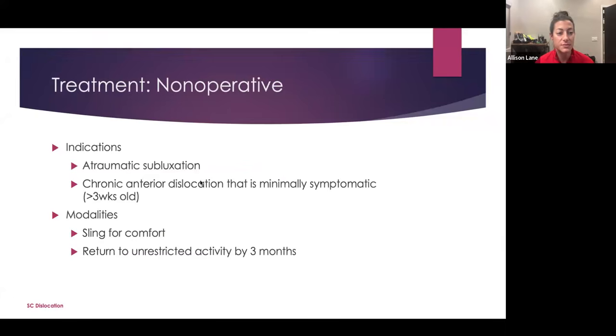So non-operative treatment: those atraumatic subluxations are non-operative. And then also chronic anterior dislocations without much in the way of symptoms are also going to be non-operative. Generally, this is just going to be a sling for comfort. And by 3 months, they should probably be able to return.